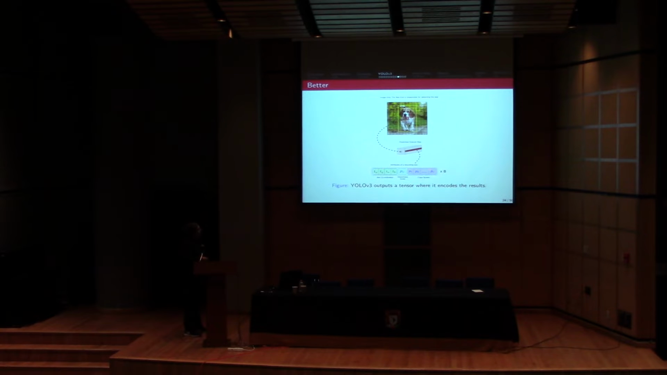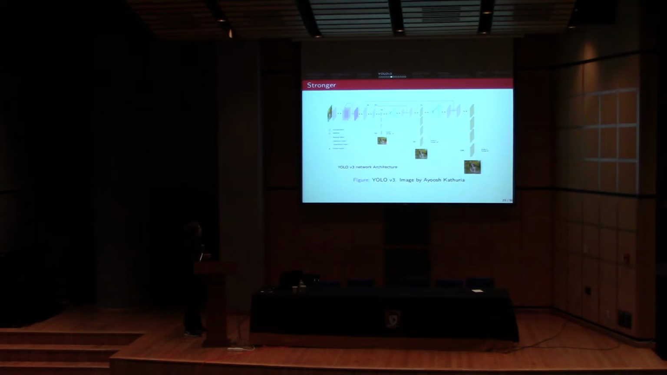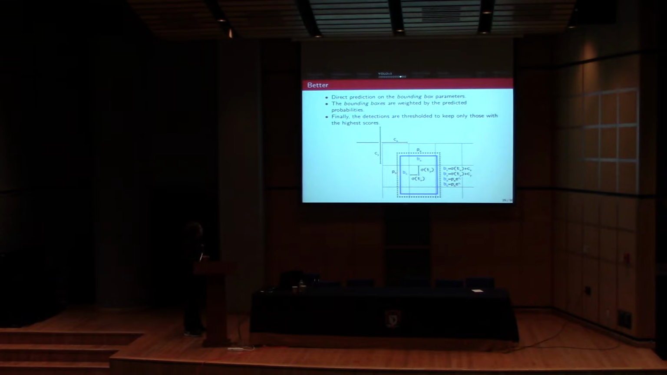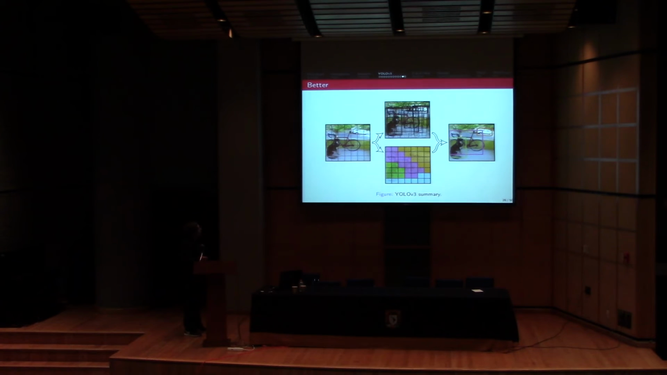This is just a tensor that is repeated 3 times because we perform multi-scale analysis at 3 different scales. So the prediction is performed via the bounding box parameters, and it gives you a probability. After that, it applies a threshold so that we only keep the high scores. So this is a summary of what I have told you.